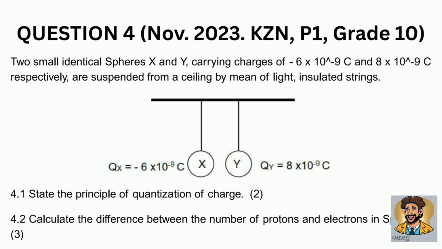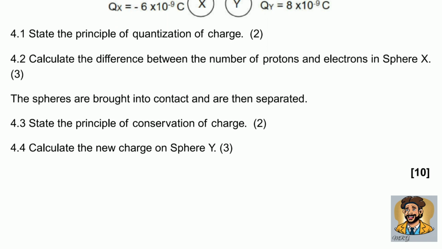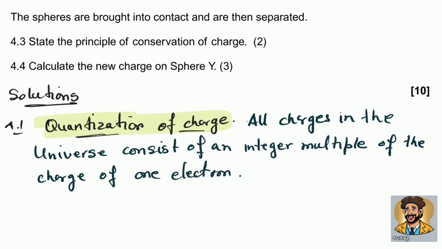Question 4.1: state the principle of quantization of charge. Let's write it here at the bottom, we have a space here. Charge quantization states that all charges in the universe consist of an integer multiple of the charge of one electron. This one is 2 marks. Consists of an integer multiple of the charge of one electron. That is the 2 marks that you get in this specific question.